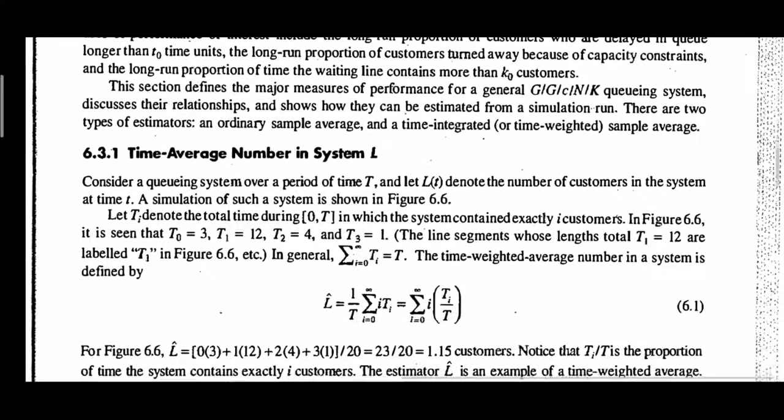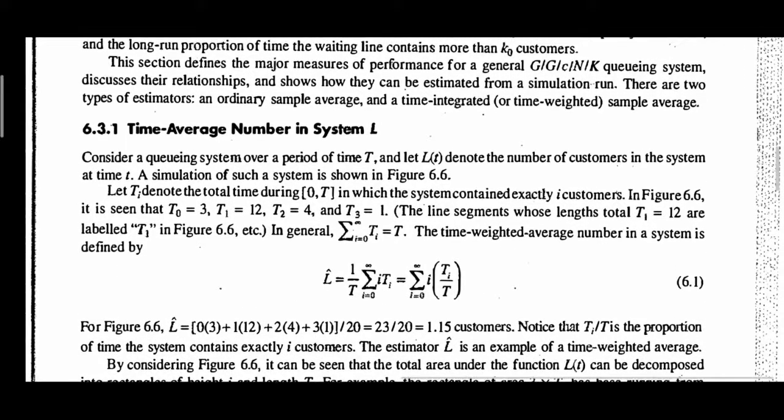Time average number in system, L. Consider a system over a period of time T. Let T be the simulation time. Any system, it can be a grocery store or a ticket counter, whatever. And let L of t denote the number of customers in the system at time t. Very simple to understand. L of t stands for what? Number of customers in the system. It may be 1, 2, 3, 10, or whatever.